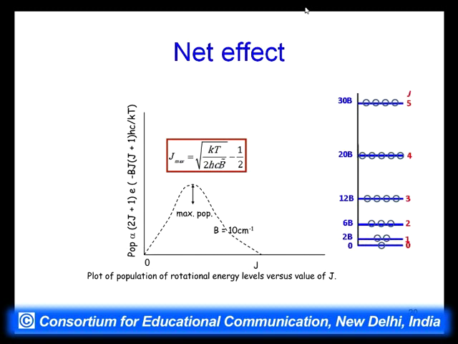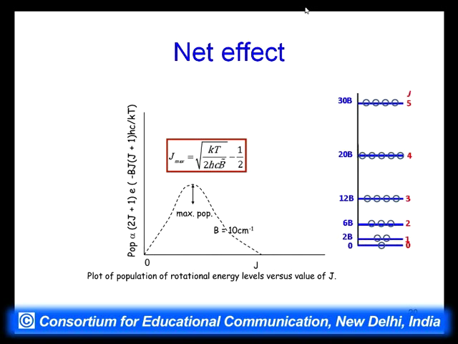The lowest energy level need not have the highest population. The highest population could be any other value of J, and by finding dN_J by dJ, by taking the derivative with respect to J, you can find out that J max is equal to the square root of kT by 2hcB, minus half. You find the nearest whole number, and that is the one which has the maximum population.